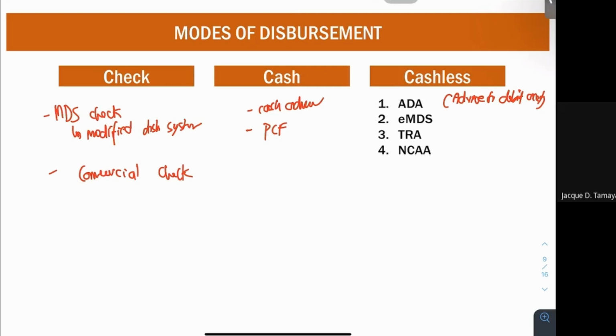Ultimately, the amount or the cash will not be shown in the books. What happens here is that there is an entry of payment. However, the payment is not through cash. So we call it cashless. And then next, we have your TRA, your tax remittance advice. And then lastly, we have your NCAA. If you still remember this one, it is your non-cash availment authority.